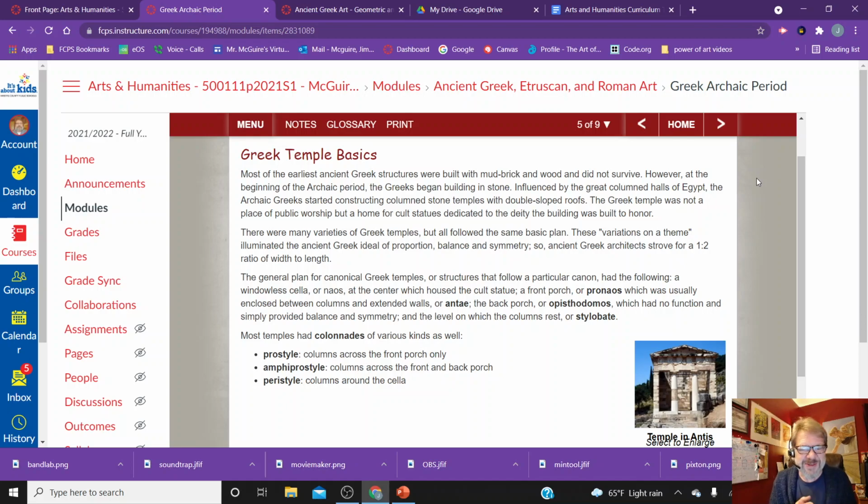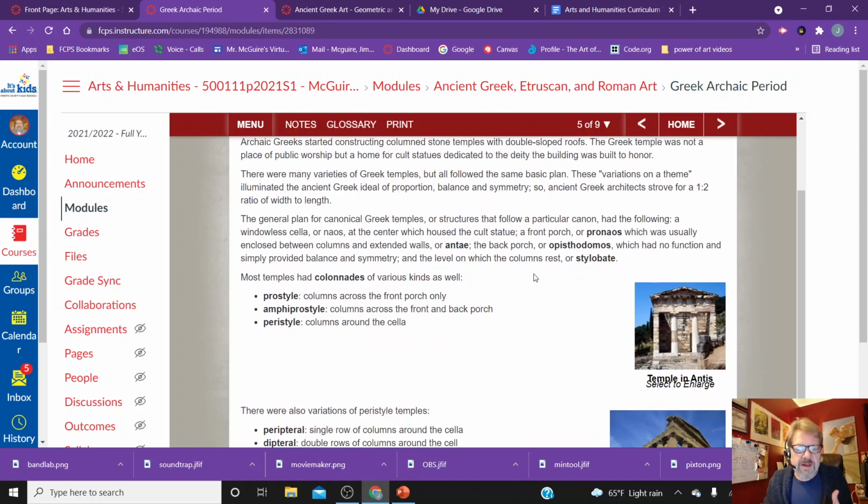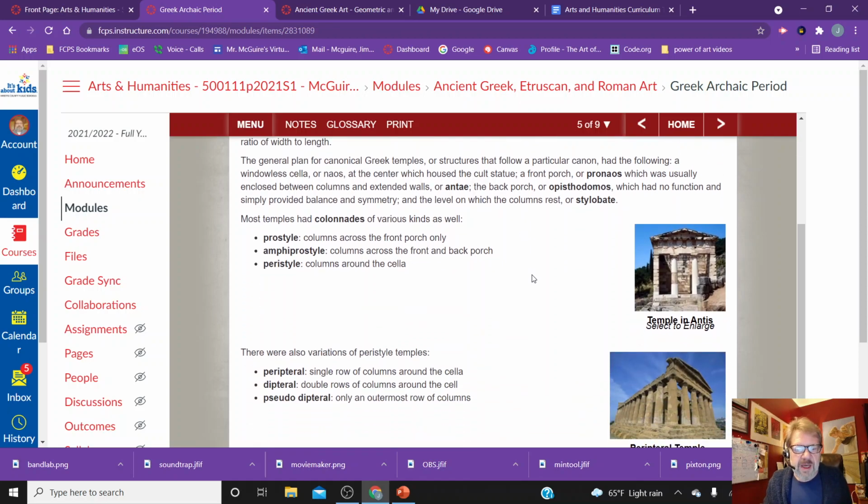Which had no function but simply provided balance and symmetry, and the level on which the columns would rest, the stylobate. Most of the temples had a colonnade, of various kinds as well. Prostyle, the columns across the front porch only. The amphistyle, the columns across the back porch, and the peristyle, the columns around the cella.